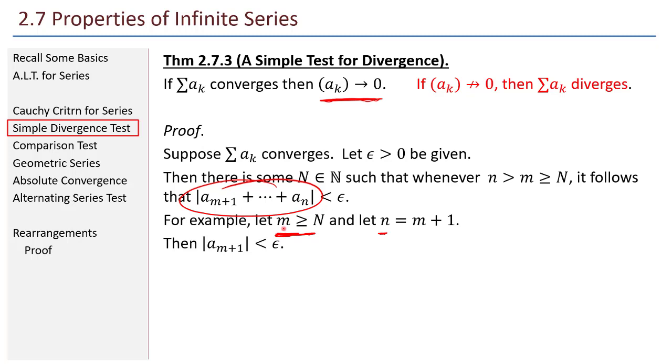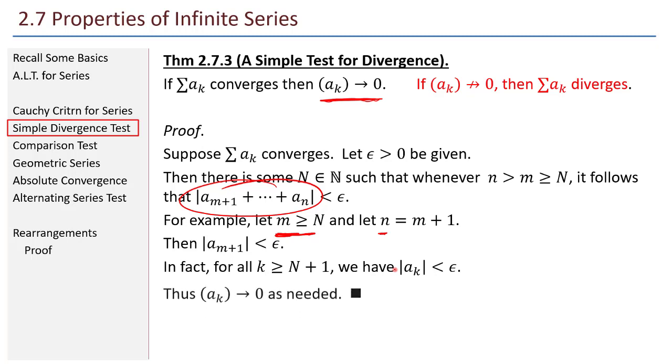Well, in fact, that little m was chosen somewhat arbitrarily. I could choose any m that's greater than or equal to big N, and I can take my little n being one bigger. So in fact, we get the following result, that I can prove that for any kth term of my series, that thing in absolute value has to be less than epsilon. So in fact, all the terms of my series shrink down to 0.